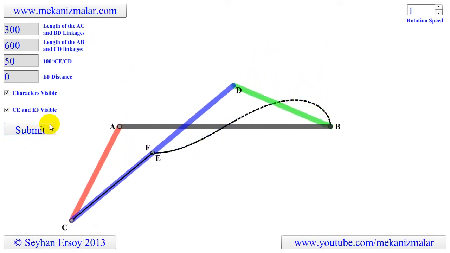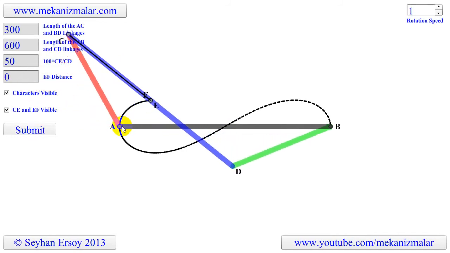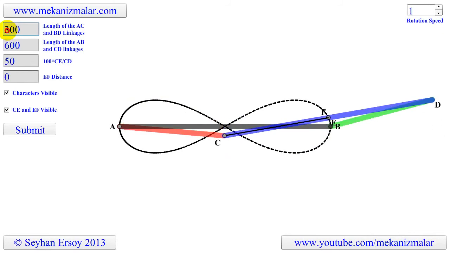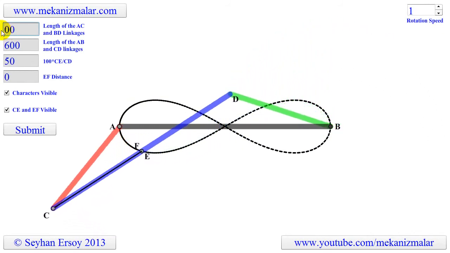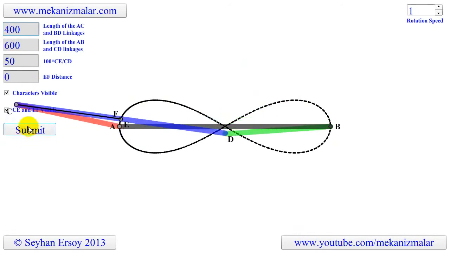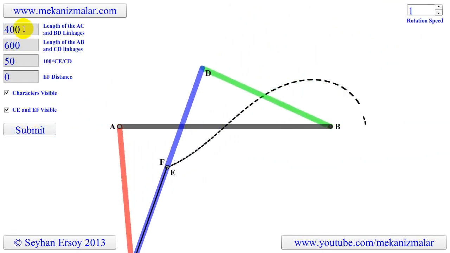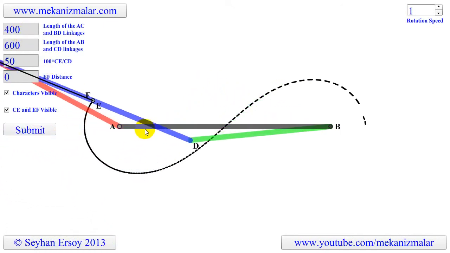Since AC is the half of CD, the curve is passing through A and B points. However, we can change that by changing either the AC or CD length. Now the coupler curves will not pass from A and B points.